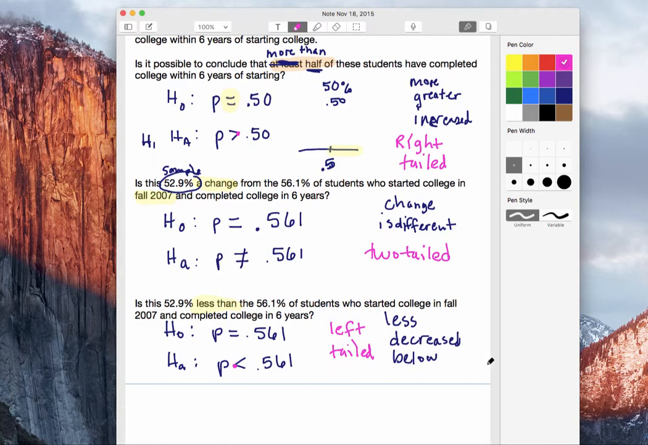So there you go. Those are the three different hypotheses that you can run across with proportions. For averages, this is actually very similar. You just have a different symbol and some different numbers. But in general, a lot of your hypothesis tests boil down to three different types: right, left, and two-tailed in many instances.